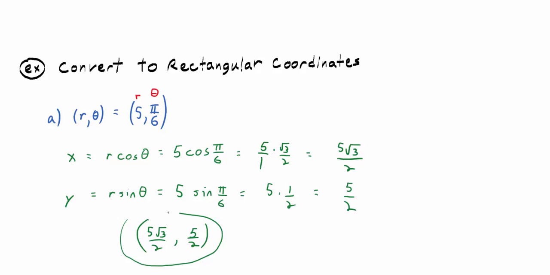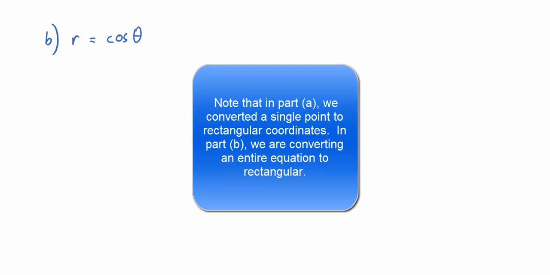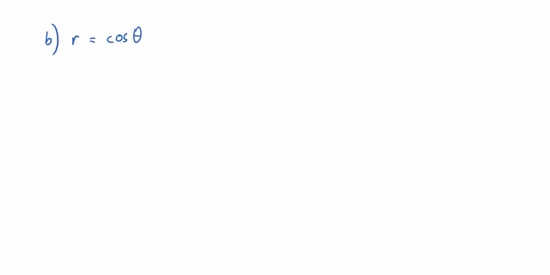Now, r equals the cosine of theta. Hopefully it's obvious that equation is in polar coordinates. How could we convert it to rectangular coordinates? Well, it's not always easy. There's not always an elegant way to do it. You just have to make the conversion equations fit, maybe adjust them a little bit. But in this case, there is a neat trick that you might have learned.